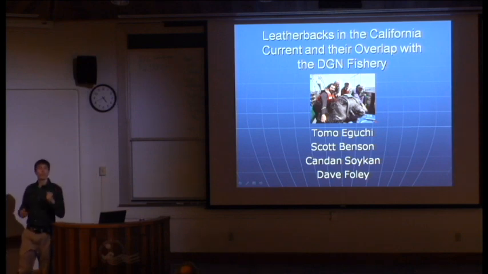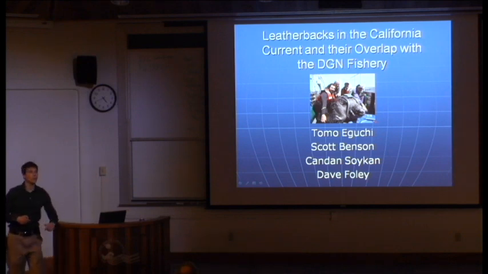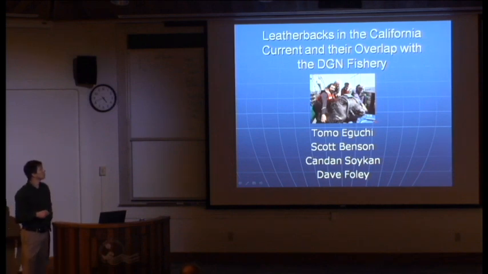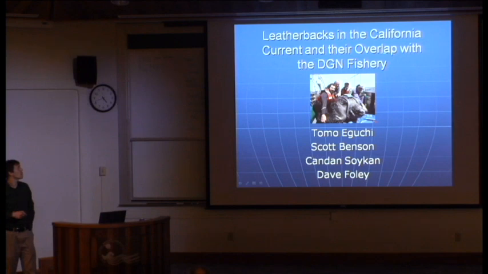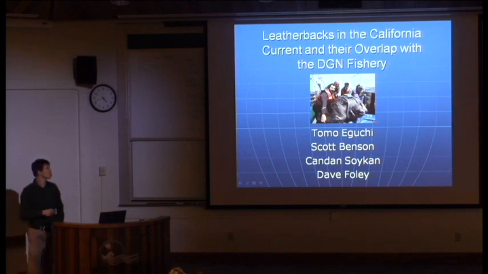So we've just focused on the fishery. Well, that's all well and good, but we also need to be able to predict the behavior of the species that we're concerned about. In this case, the leatherback sea turtle here. And so the next question is, how well can we model the distribution and abundance of leatherbacks in the California current? And then can we use that data to assess overlap with the drift gillnet fishery?